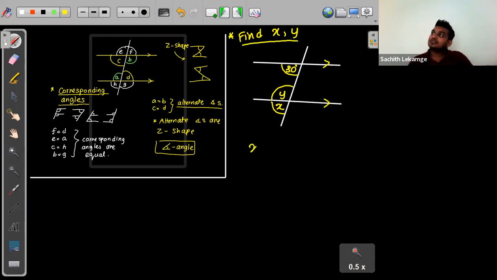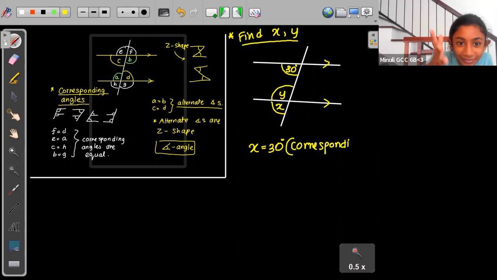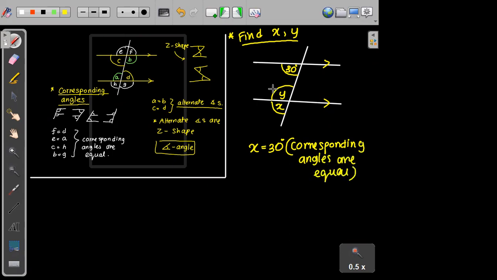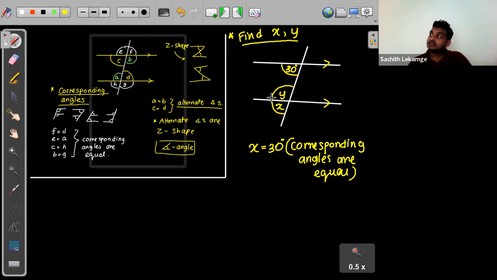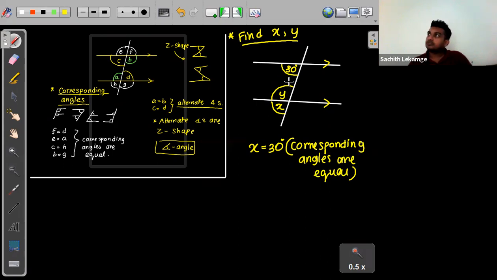X is equal to 30. What is the reason? Can someone tell? Corresponding angles are equal. See? So is y also 30? No. X and 30 are corresponding. Can you see the F shape? But can you see this x and y are on a straight line? Now, if you check this, there are angles in a straight line.